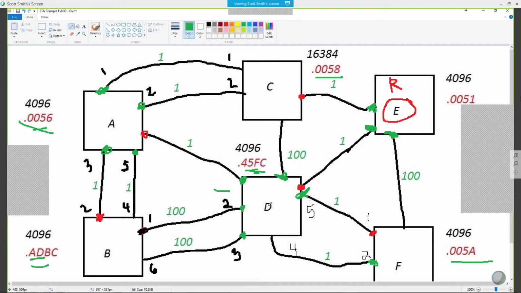Does every segment have a designated port? 1, 2, 3, 4, 5, 6, 7, 8, 9, 10, 11. So the only thing remaining is my blocking ports. That's a blocking port, so that's a blocking port, so this line goes away. These are blocking ports, so these lines go away.